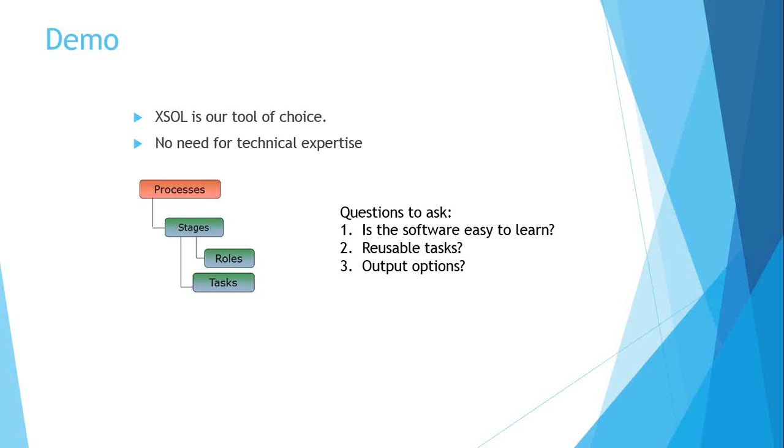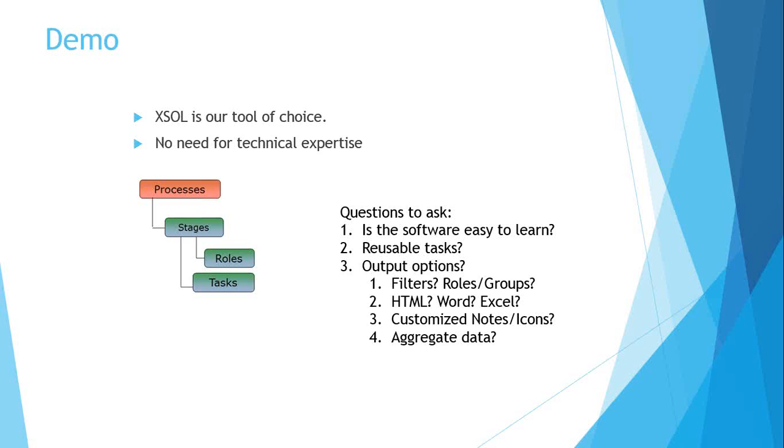And different output options. As I stated before, we have HTML, we have Word. You can also export this into Excel to just have a list of the roles and all the processes they're involved in. So there are multiple ways for these outputs. You know, how many ways can you filter by roles or groups? Can you do it in HTML, Word, or Excel? Does it have customizable notes and customizable icons? Because again, visibility, the visual ease of the process is important.